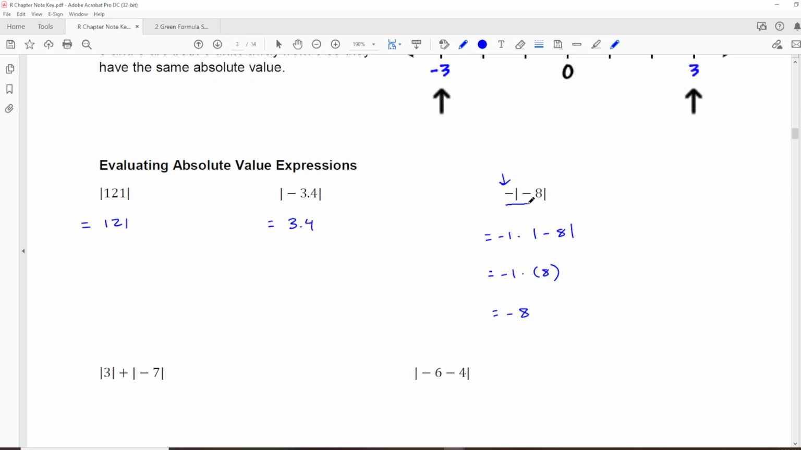Lots of people look at this and they're like, oh, negative times a negative is a positive. I'm like, nope. You have to do the action of taking the absolute value first, and then you can times it by that -1 out front.